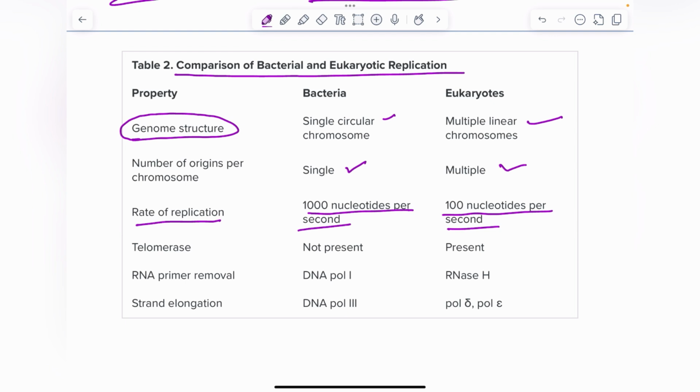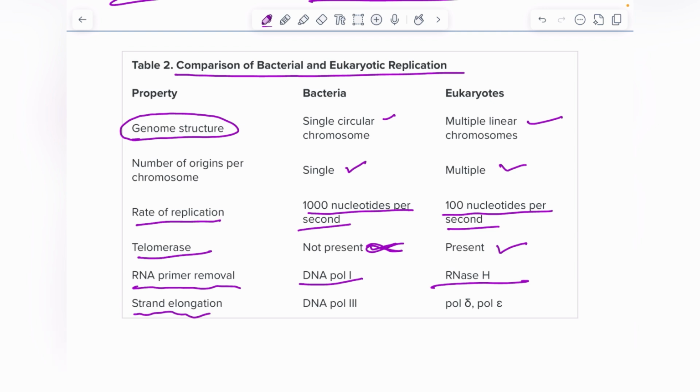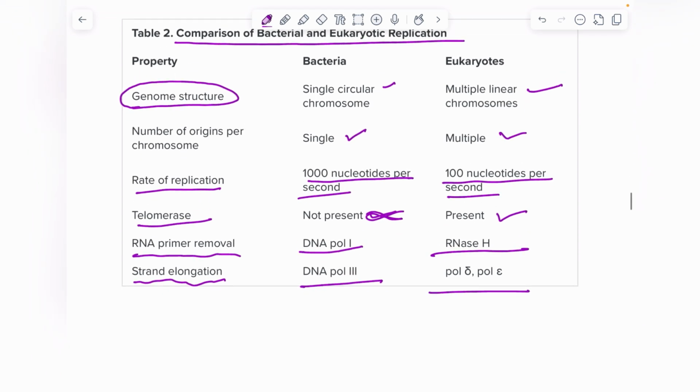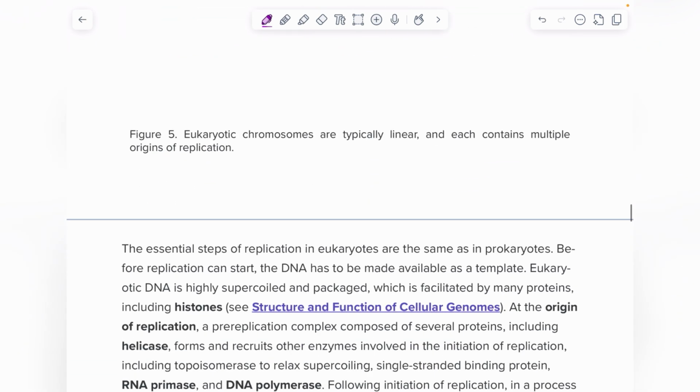Next we are going to study the property of telomerase. In eukaryotes it is present, and in bacteria it is absent. Next we have the RNA primer removal. In bacteria, DNA polymerase 1 removes the RNA primer, and in eukaryotes RNase H removes the primers. Next we have the strand elongation. In bacteria, DNA polymerase 3 extends the strands, and in eukaryotes delta and epsilon polymerases function in strand elongation.